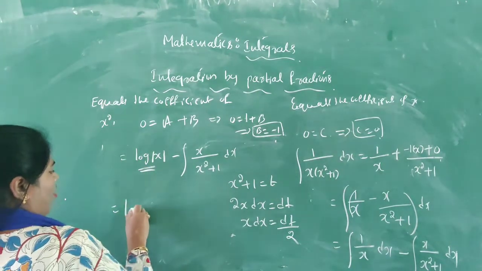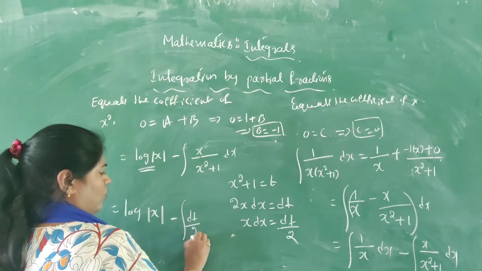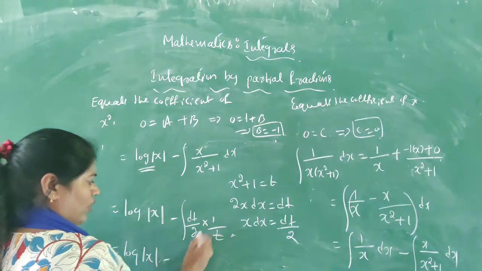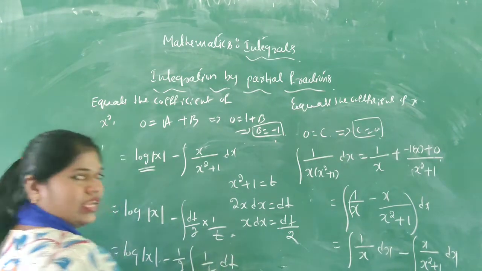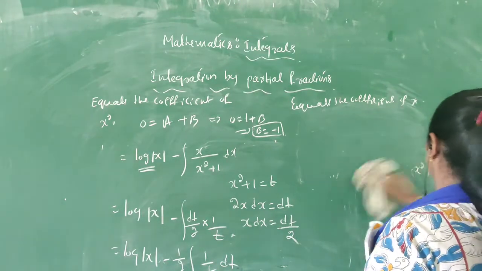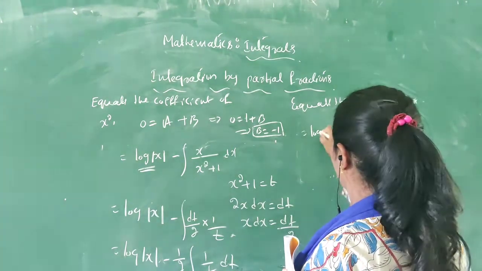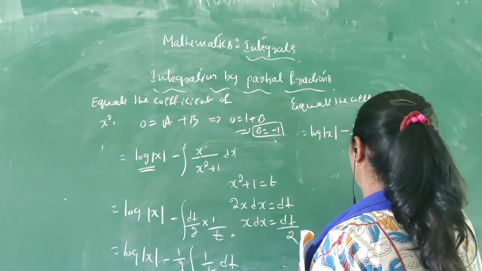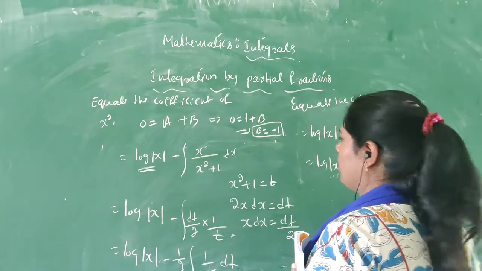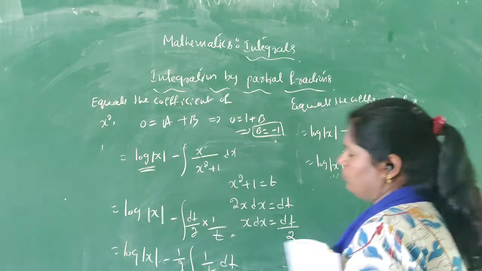So log modulus x minus, what is x dx? x dx is dt by 2, into 1 divided by x square plus 1, which is t. So log mod x minus 1 by 2, you take it outside, so 1 by t dt. After this, log modulus x minus 1 by 2 log t plus c. Log t is what? t is x square plus 1, plus a constant. So this is the answer.